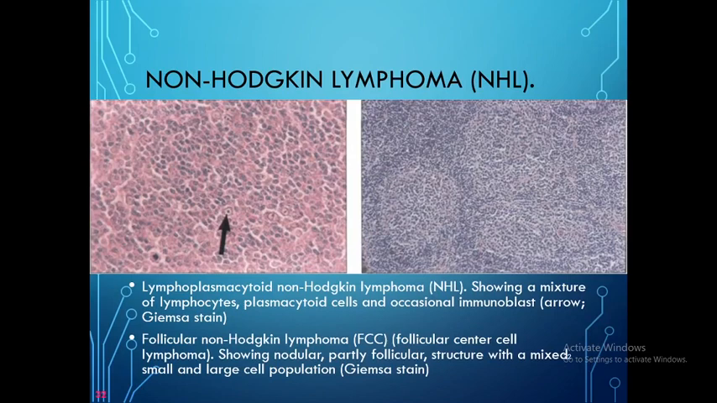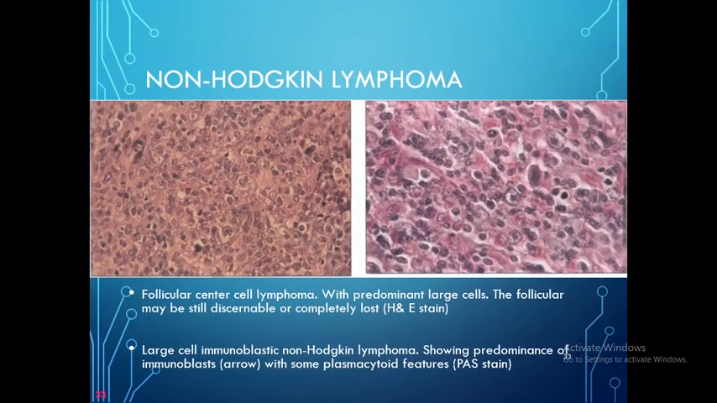Then we have NHL, or non-Hodgkin lymphoma. Lymphoplasmacytoid non-Hodgkin lymphoma shows a mix of lymphocytes, plasmacytoid cells and occasional immunoblasts. On the right hand side you have follicular non-Hodgkin lymphoma showing a nodular, partly follicular structure with a mixed small and large cell population. Here also, follicular center cell lymphoma on the left side, and on the right side we have large cell immunoblastic non-Hodgkin lymphoma.